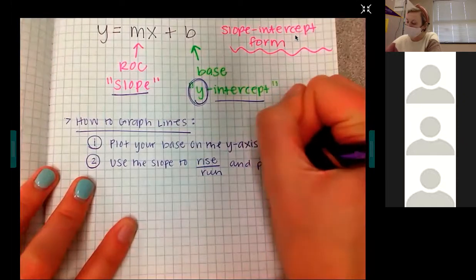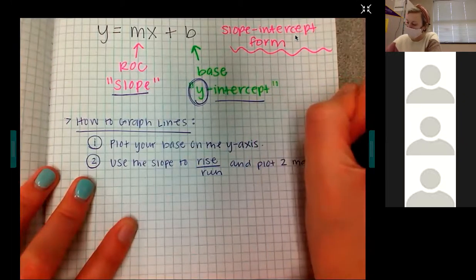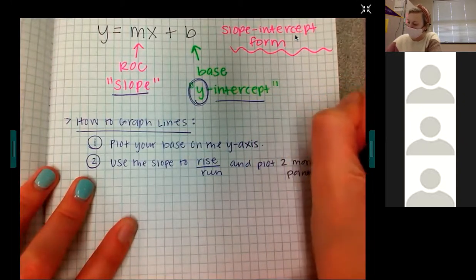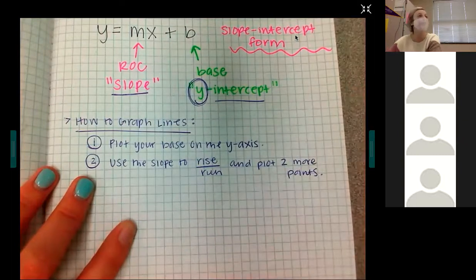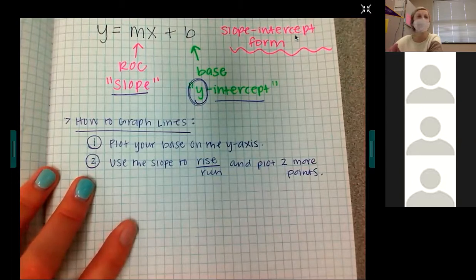And plot 2 more points. I need you to plot 2 so you can make sure it's a straight line. Sometimes I've got children drawing crooked lines and I'm like, you didn't do something right. It's got to be straight. It's not a line if it's not straight.